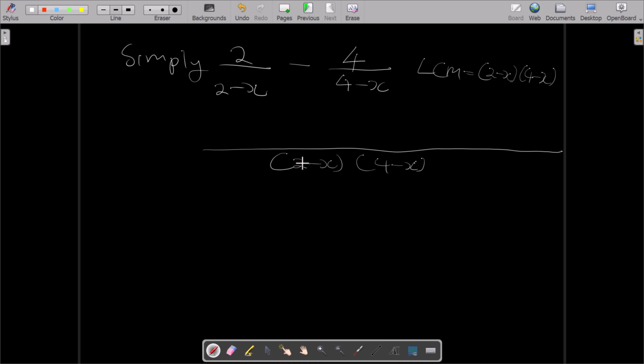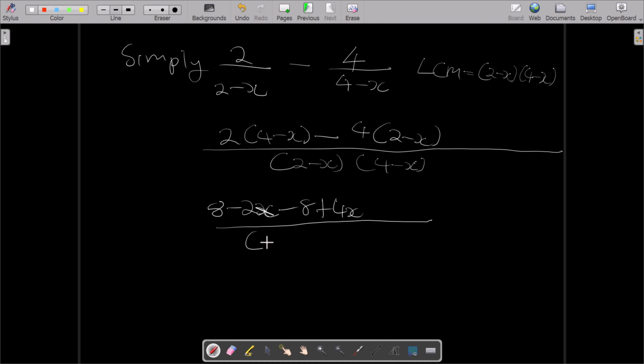So this expression into this expression we cancel it, so we remain with the 4 minus x. So it will be 2(4 minus x) minus, the 4 minus x, 4 minus x will cancel, we have 4(2 minus x). So after expanding this, we'll have 8 minus 2x, minus 2x here, minus 4 times this one, minus 8, and plus 4x, because a negative on the negative, we get a positive value.